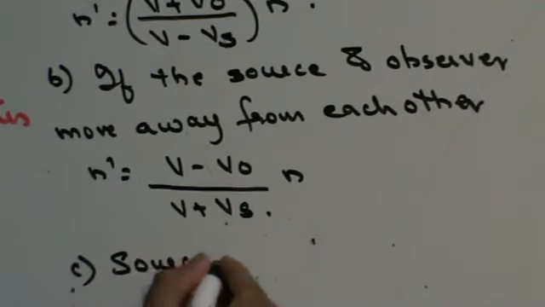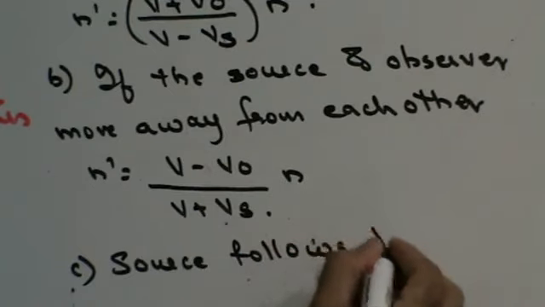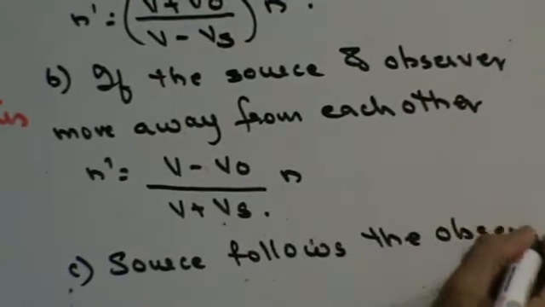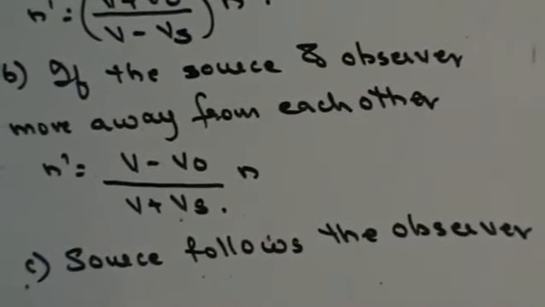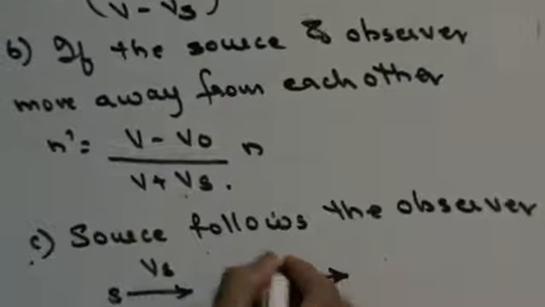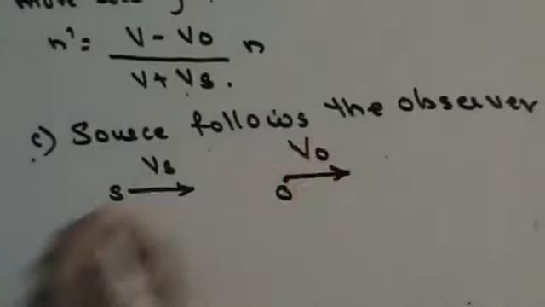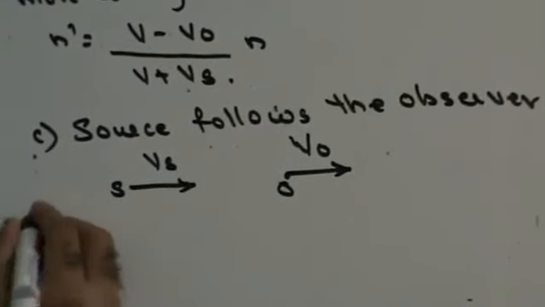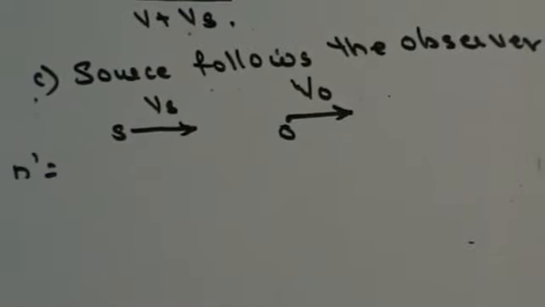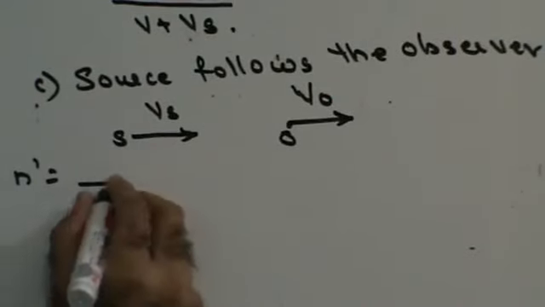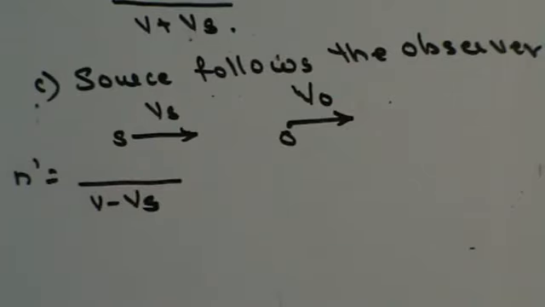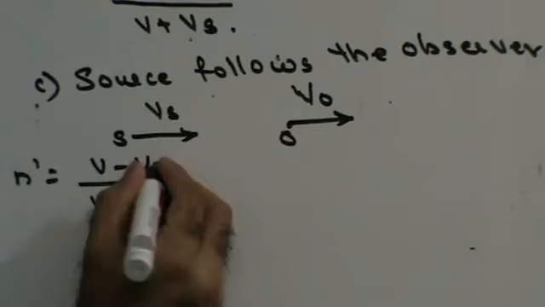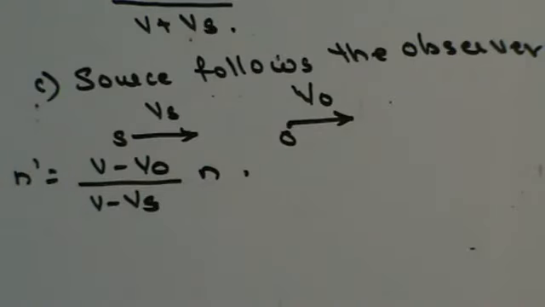Source follows the observer. That means the source is moving with a velocity of Vs, and the observer is moving with a velocity of V0. In that case, the source is moving towards the observer, so my denominator will be V minus Vs. The observer is moving away from the source, so the numerator will be V minus V0, into n. Fine.